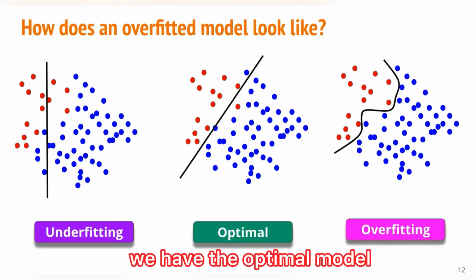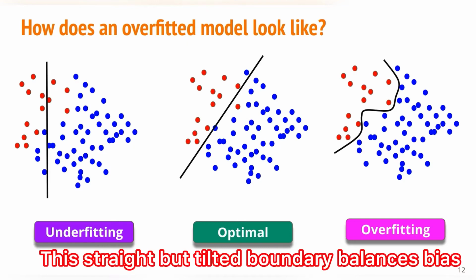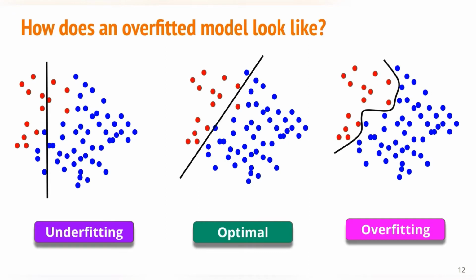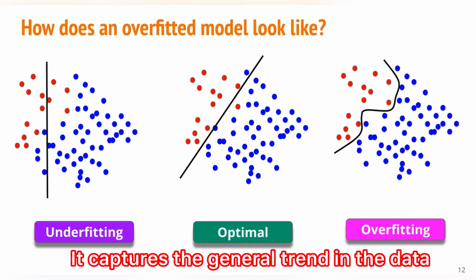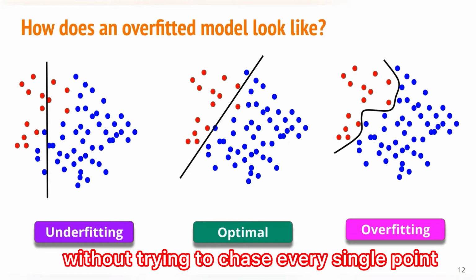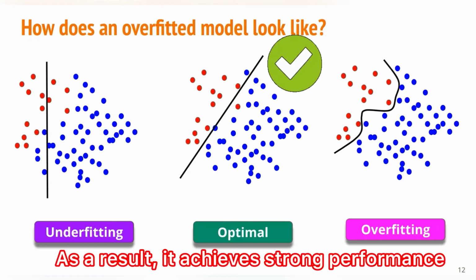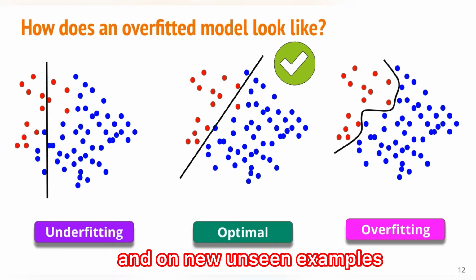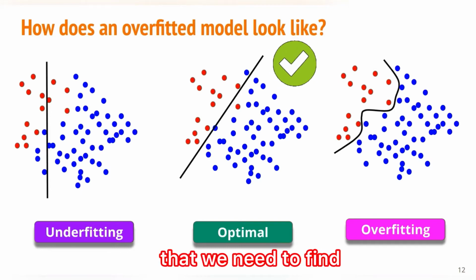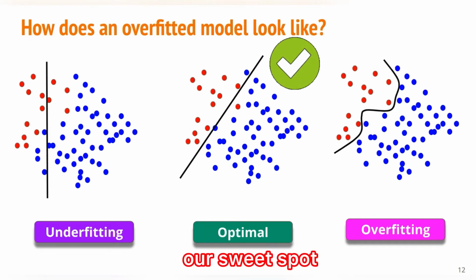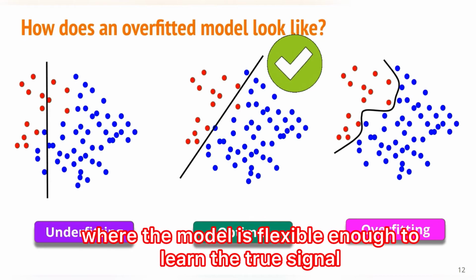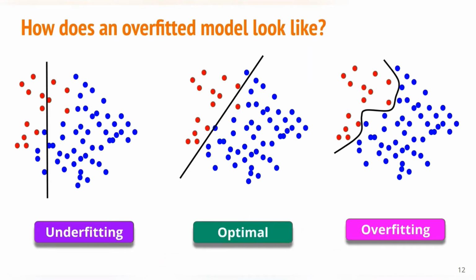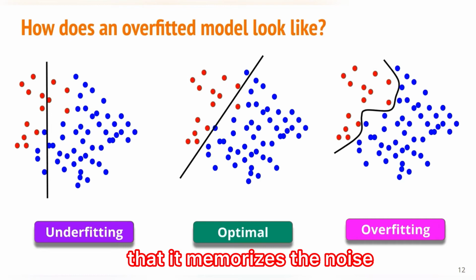Finally, in the center, we have the optimal model. This straight but tilted boundary balances bias and variance just right. It captures the general trend in the data without trying to chase every single point. As a result, it achieves strong performance both on our training set and on new, unseen examples. The takeaway is that we need to find that middle ground, our sweet spot, where the model is flexible enough to learn the true signal, but not so flexible that it memorizes the noise.